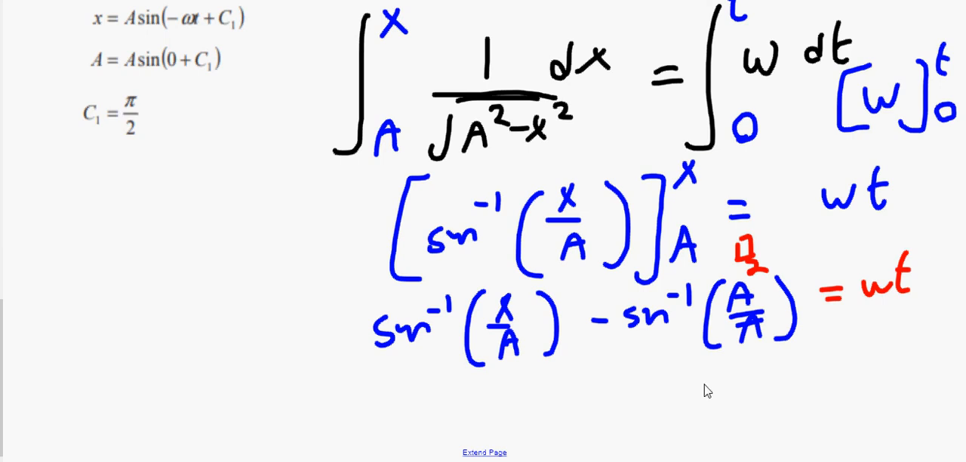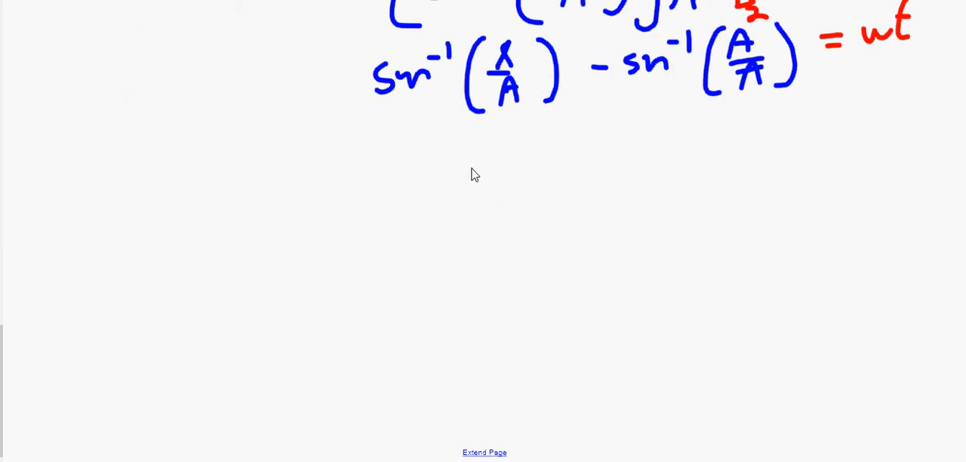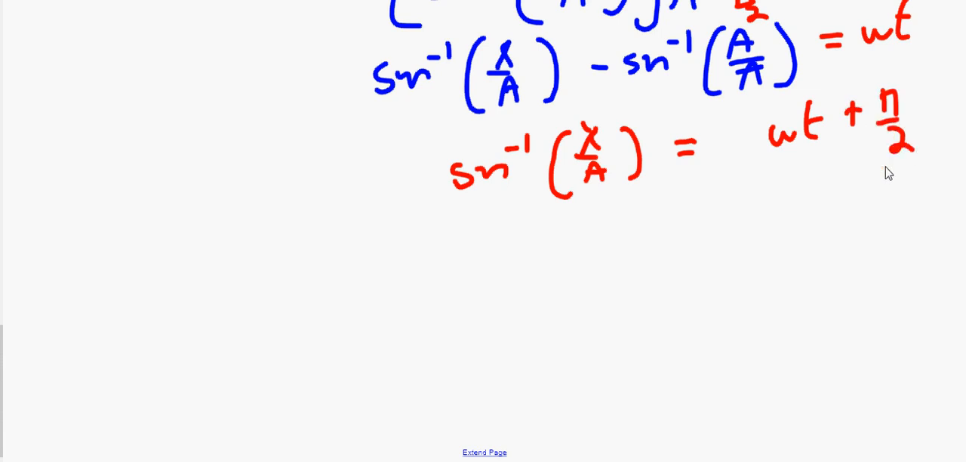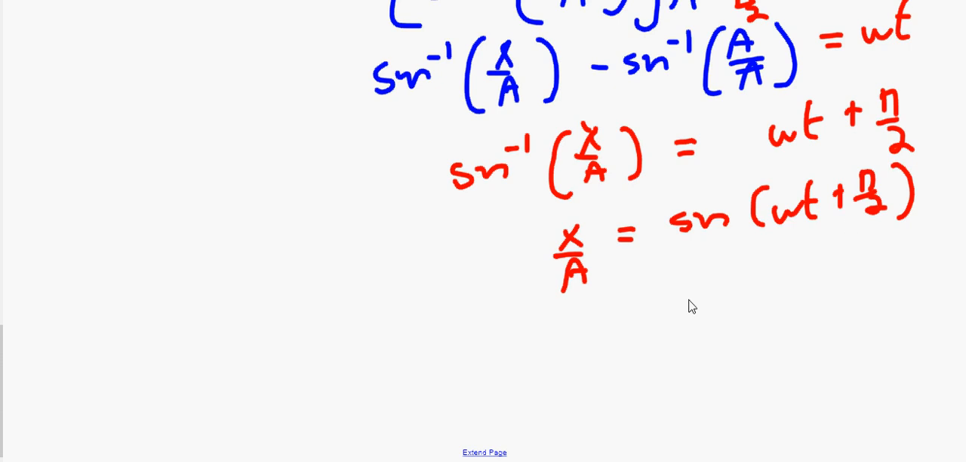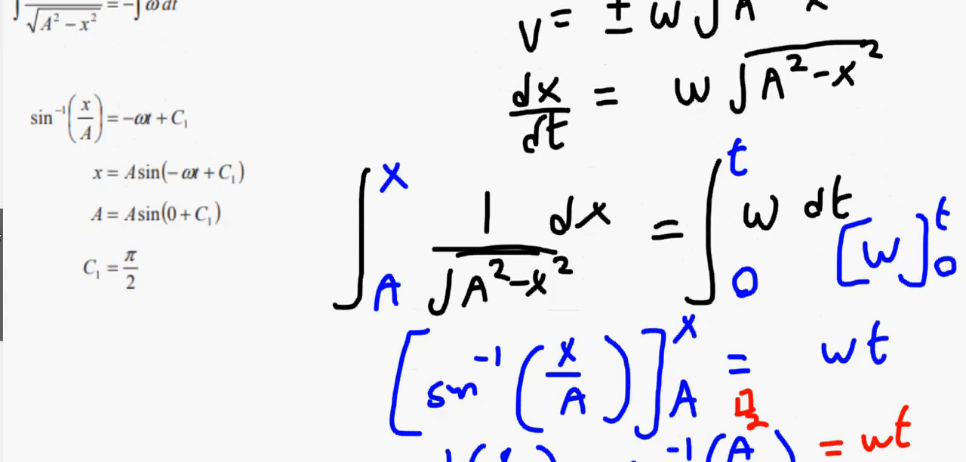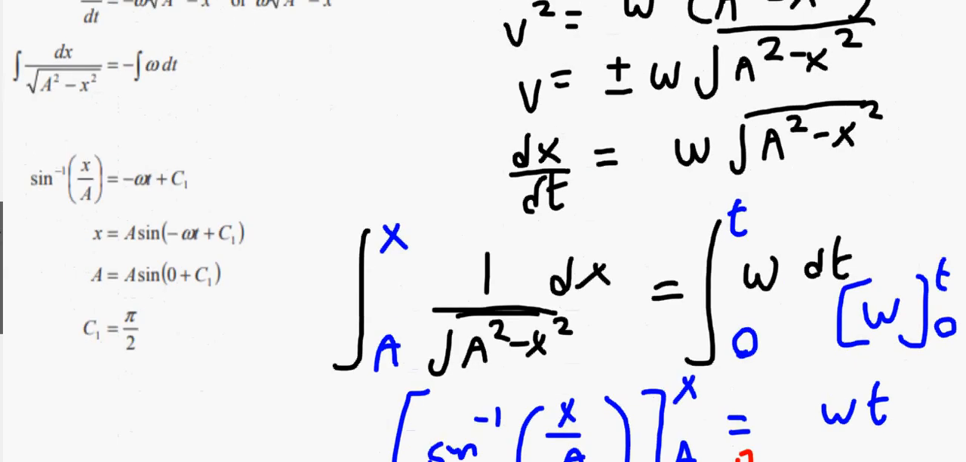And then finally, what happens here? Sine inverse x over a equals omega t plus pi over 2. And then x over a equals sine of omega t plus pi over 2. And then x equals, and is this your final answer? No, not your final answer. It's part of the answer though, is it? Yeah. Grand. All right, how far along am I? Good bit. Alright, done.